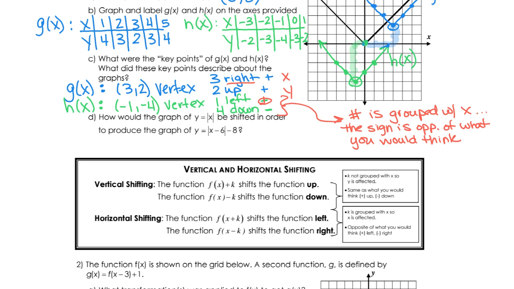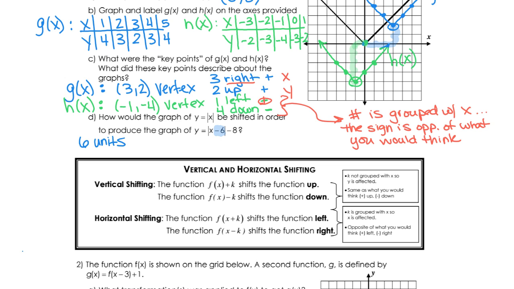Okay. Part D says, how would the graph y equals absolute value of x, and that's what they call a parent function. Okay, it's what you're starting off with. Be shifted in order to produce the graph of y equals absolute value of x minus 6 minus 8. Okay. So let's take a look. We have two numbers in there. First off, this -6 is grouped with the x. With that -6 being grouped in with the x, we know that the 6 is our x movement, okay? And so we're going to go 6 units or slide 6 units.